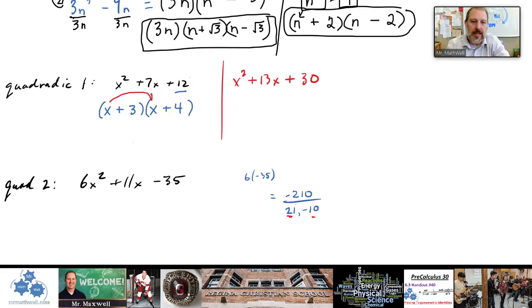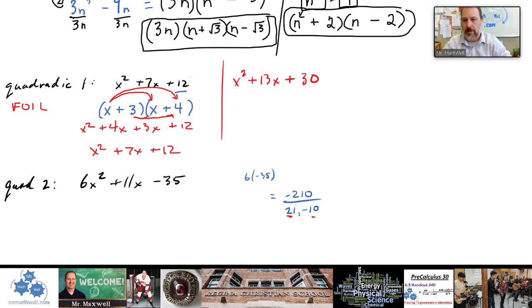So what do I do with the FOIL method? First term times the first term. That's the F in FOIL method. That's x squared. O is outside terms. X times positive 4 is plus 4x. I is inside terms. That's plus 3x. And L, to complete the FOIL method, is the last terms you multiply. And so that's going to be plus 12. Combining like terms, you get x squared plus 7x plus 12. Now, I know this is probably baby math for you guys, but, you know, here we go. I'm doing it anyways. Okay.